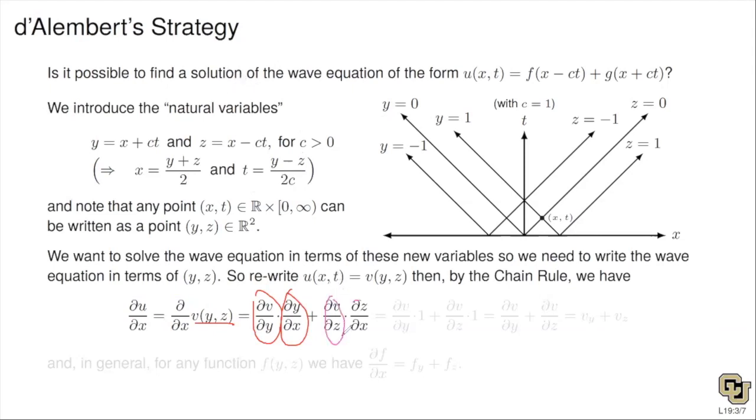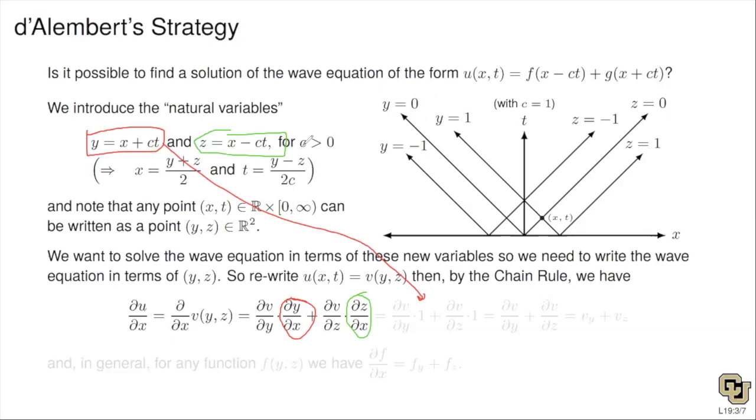And that's just our usual chain rule shenanigans. It helps to have that variable tree I just drew to help your intuition. Now we can calculate partial y, partial x, because I know y equals x plus ct. So partial y, partial x will equal 1. And we can also calculate partial z, partial x, and we know z equals x minus ct. Partial z, partial x also equals 1.